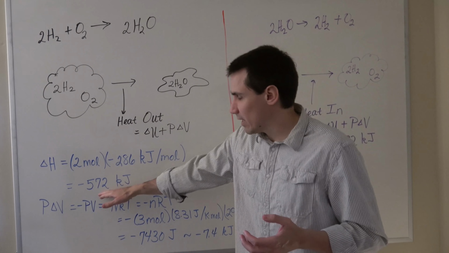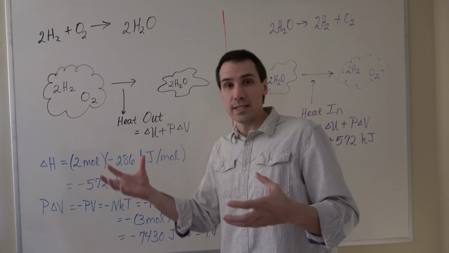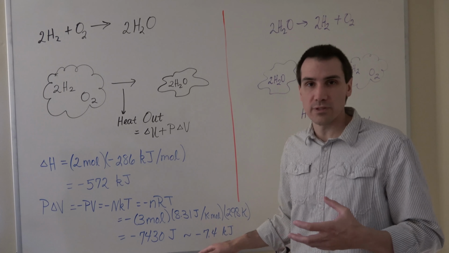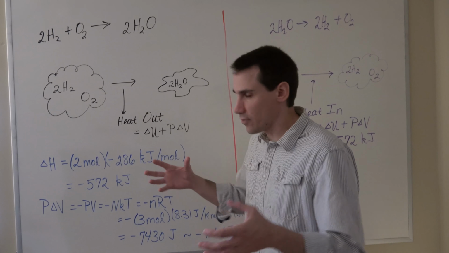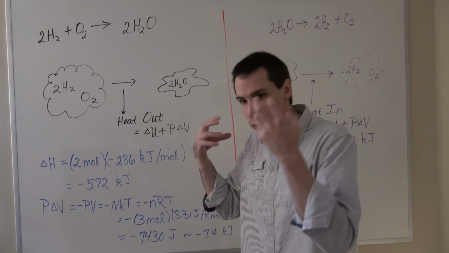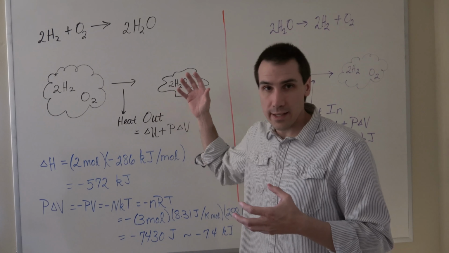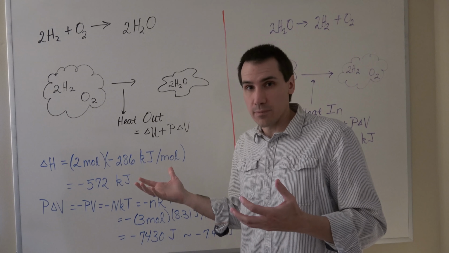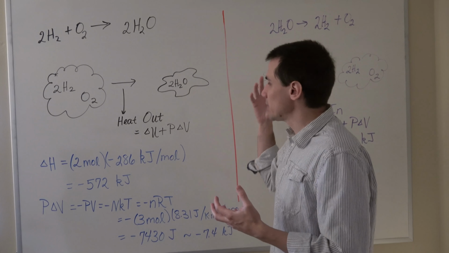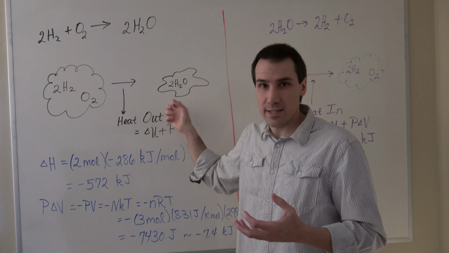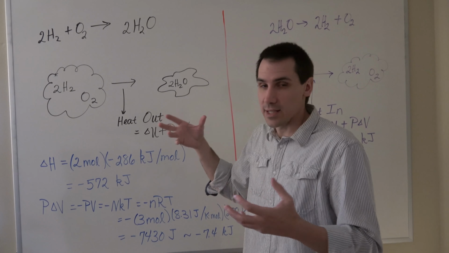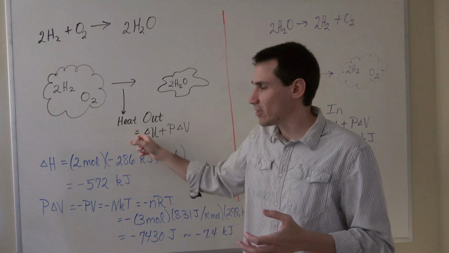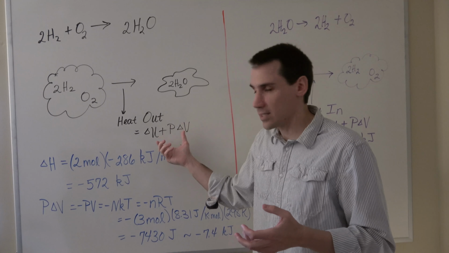So of my negative 570 kilojoules of heat given off, my change in enthalpy, 7.4 kilojoules of that came from the collapsing atmosphere doing work onto my system, which would in effect heat up my system because I'm doing positive work on it. But because my system has to start and end at the same temperature, the energy that is created by this collapse is given off to the environment and contributes to my change in enthalpy.